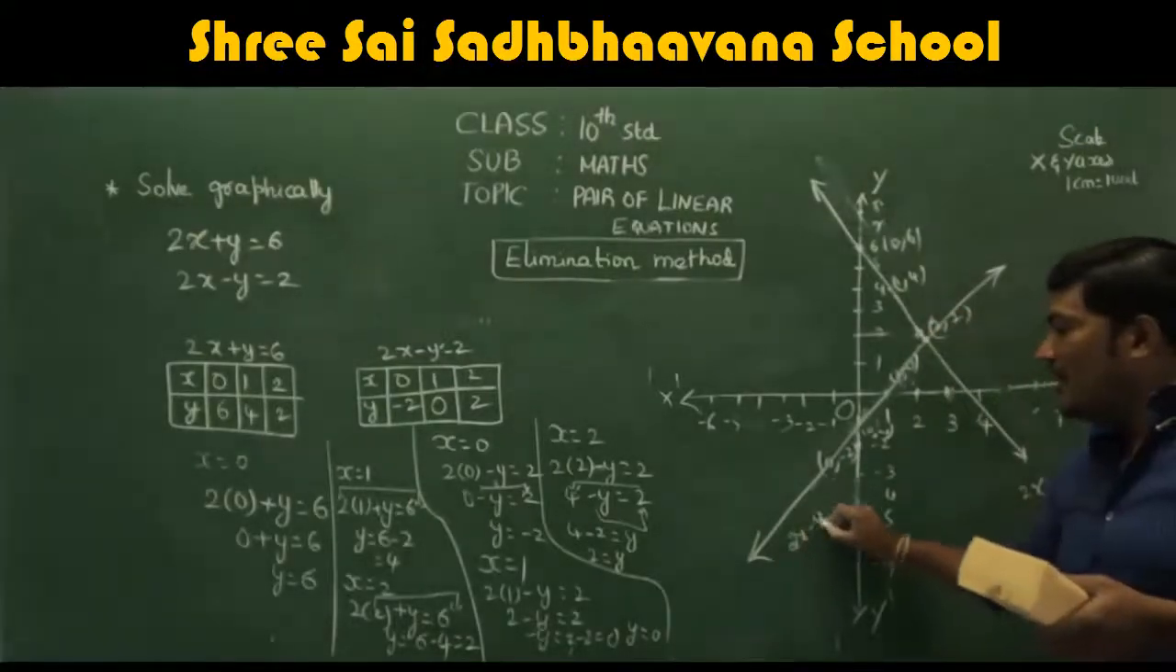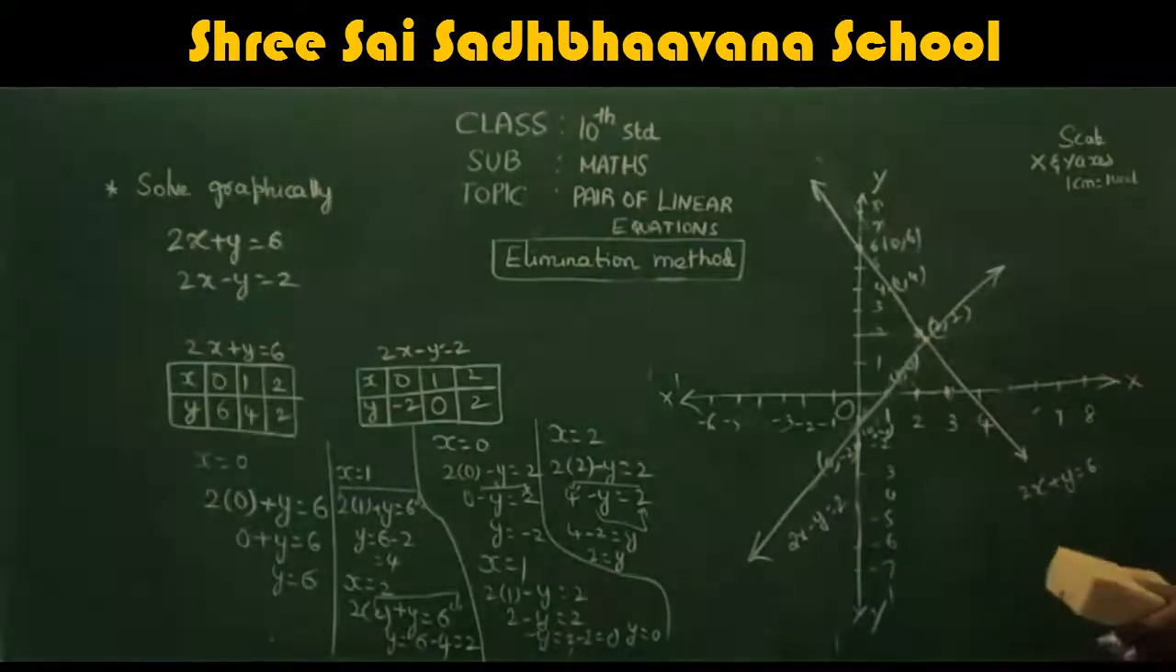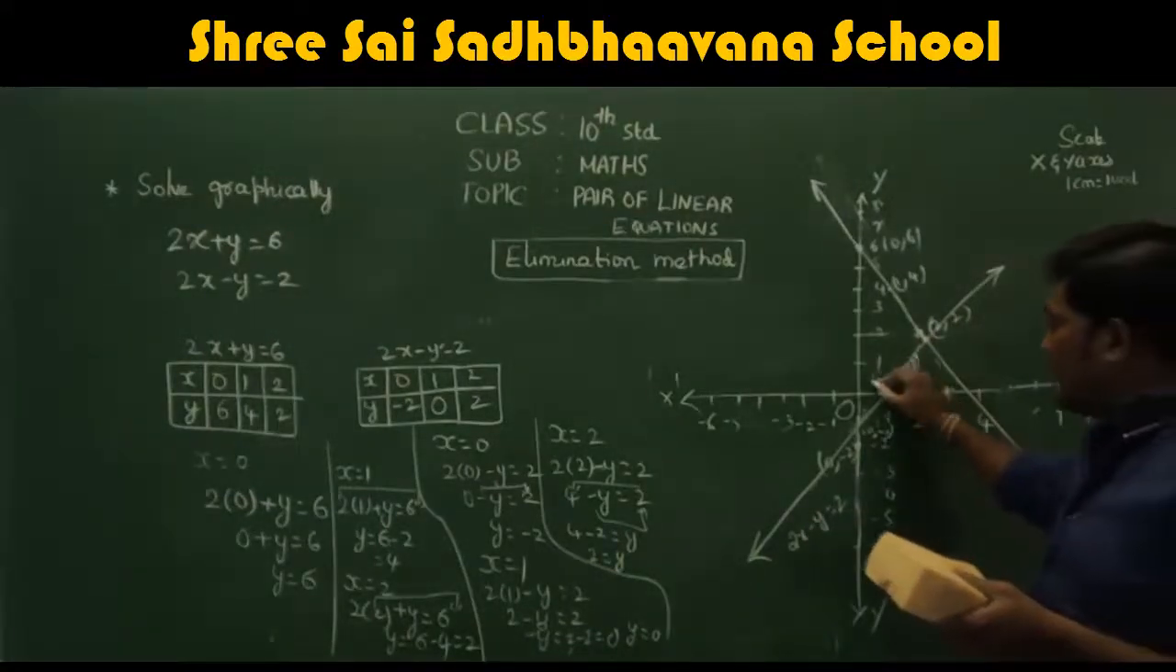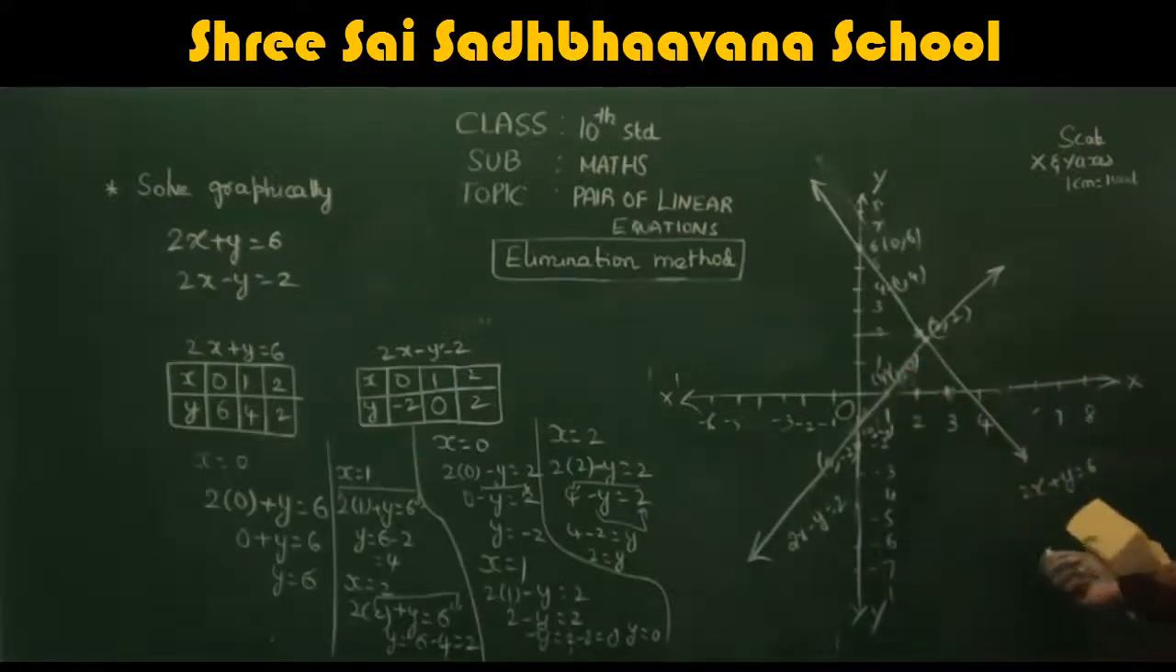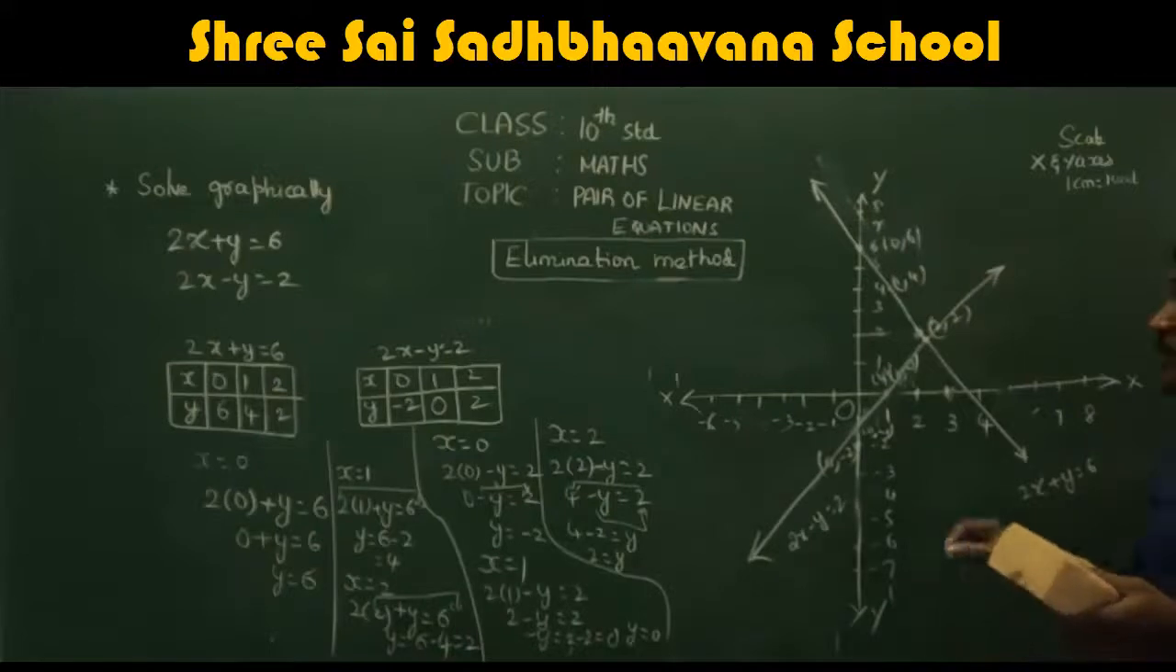So what is the line name? 2x minus y is equal to 2. In the graph you will get exactly this, don't worry about it. So where are these two lines intersecting? At which point? 2, 2. So what is the solution?